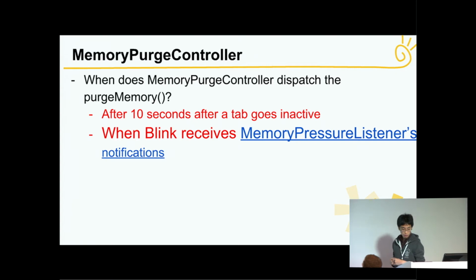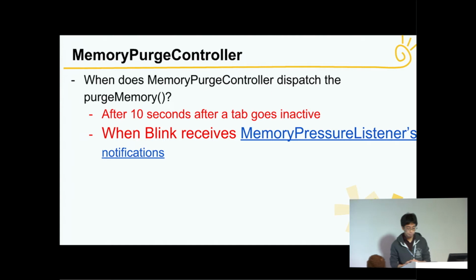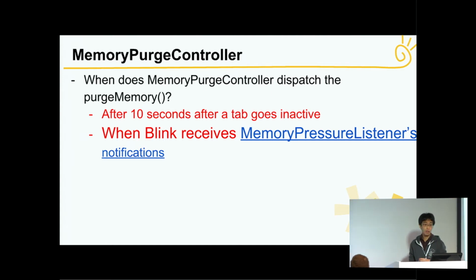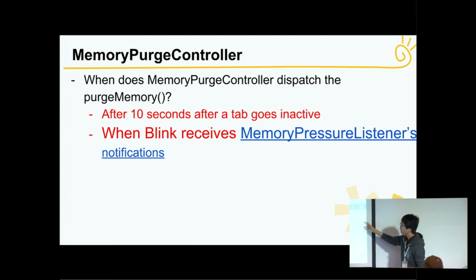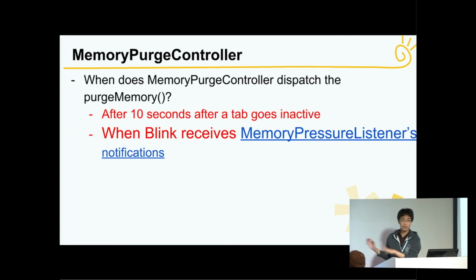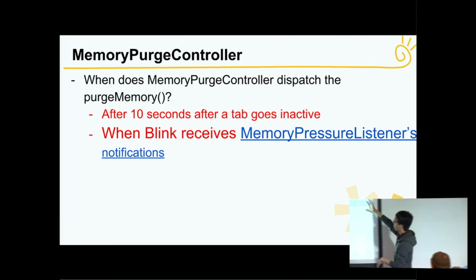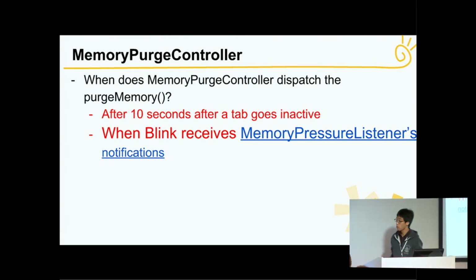The key question here is, when does memory purge controller dispatch purge memory? Currently, purge memory is dispatched in two scenarios. The first scenario is when 10 seconds have passed after a tab goes inactive. And the second scenario is when Blink receives memory pressure listener moderate or urgent notifications. So it's not that common. It's basically only when the tab goes inactive or the tab is really in a memory pressure scenario.